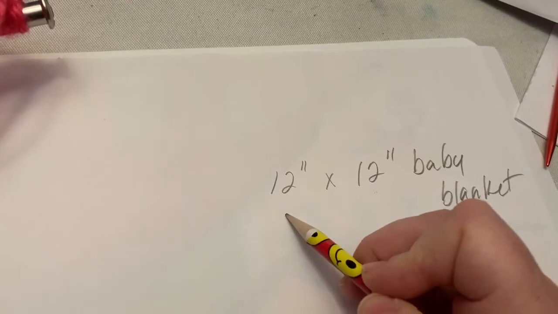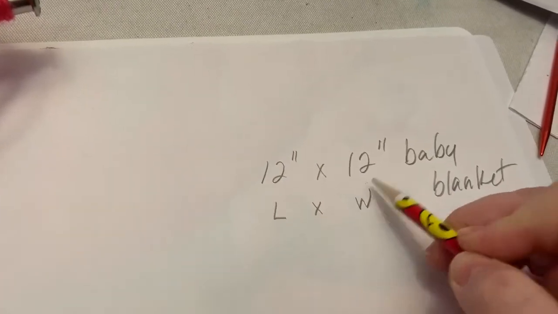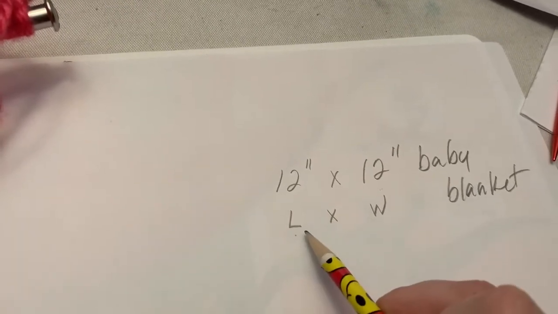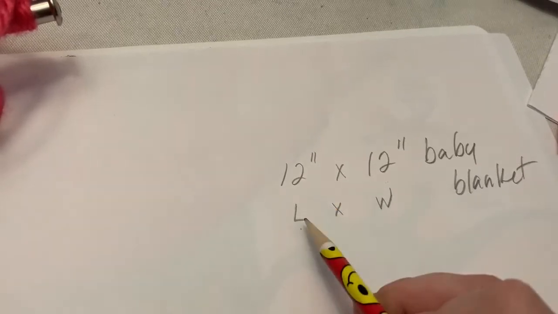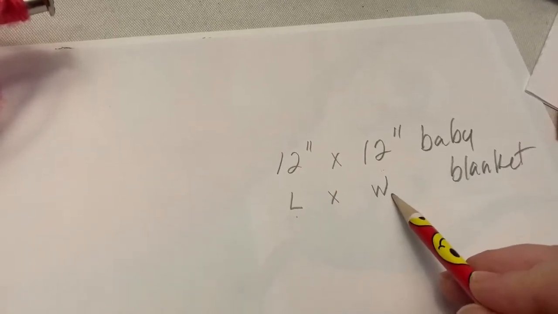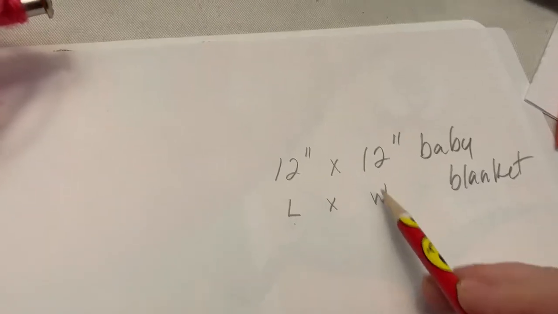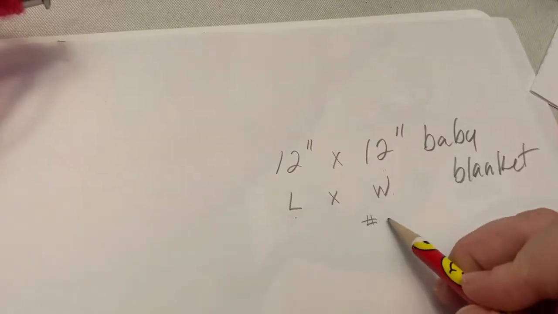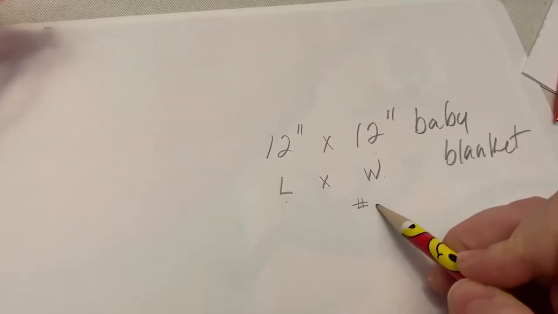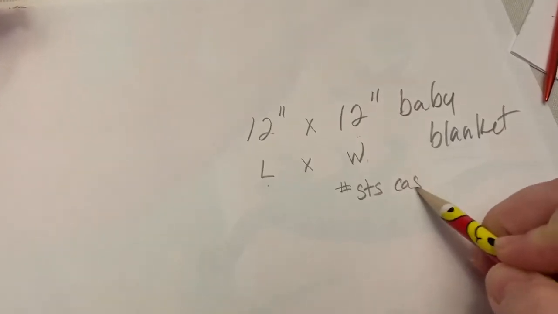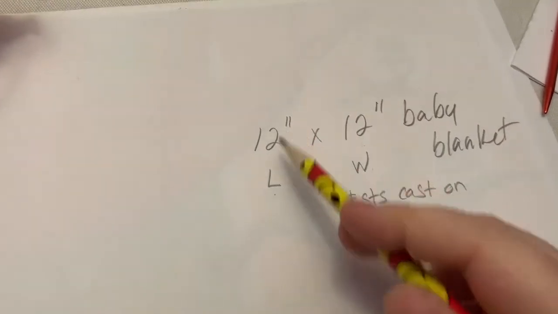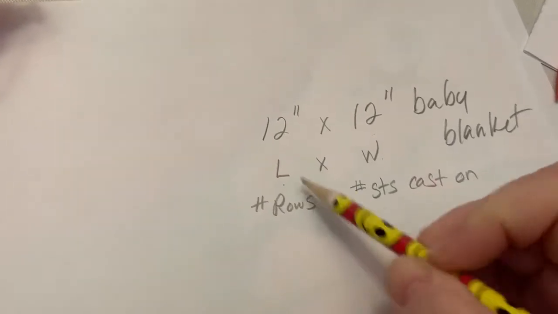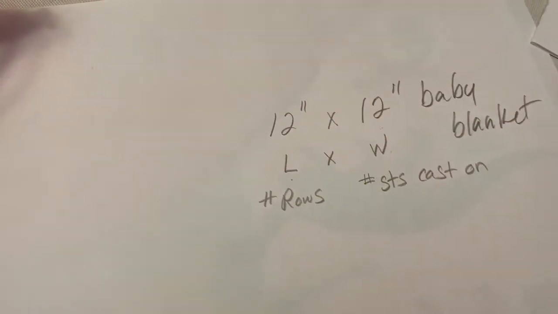And so I'm going to figure that out first by determining that this is the length and this is the width. So the first thing that I'm going to find is how many stitches I want to cast on, because casting on is going to equal the width of the blanket or the width of the project. Okay, so the width is the number of stitches that you're going to cast on. And then the length is the number of rows that you're going to knit down off your needle.